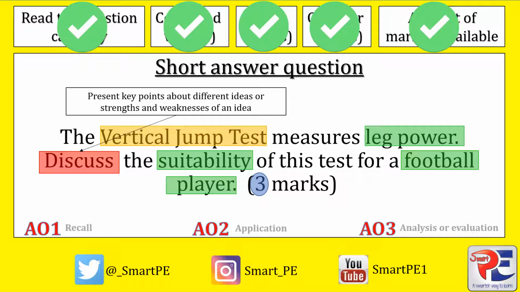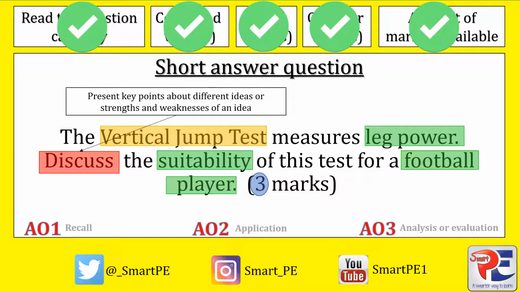If you've read this question really carefully, you'll also notice that one of the qualifying words is leg power. This is really important to think about, as you may or may not think this is important in football. Also, when the command word is discuss, you can say the opposite of one of your points as long as you give key points or reasons as to why you think that is.